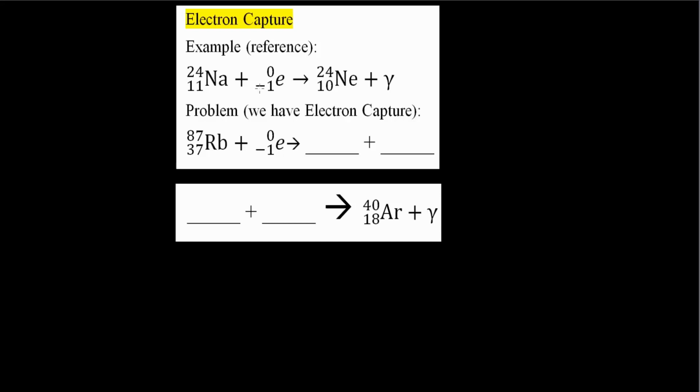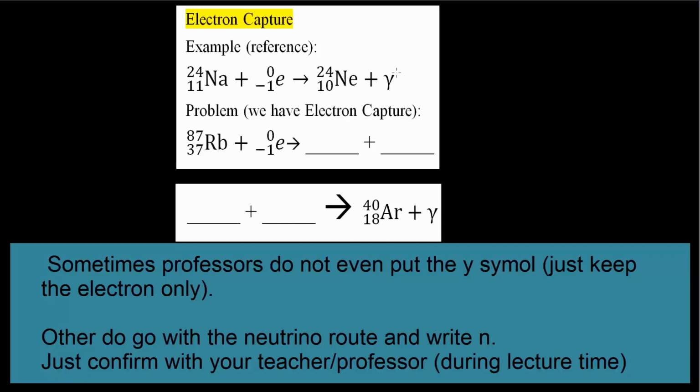And from there you go 11 minus 1 is 10, so now we'll have a 10 atomic number, and 24 plus 0 remains the same, so 24. Now you go to a periodic table, 10 corresponds to neon, and you write Ne, plus gamma rays. Technically this should be a neutrino, but in most high schools and colleges, you simply represent this by plus gamma. I wouldn't worry about neutrino unless your professor says so.